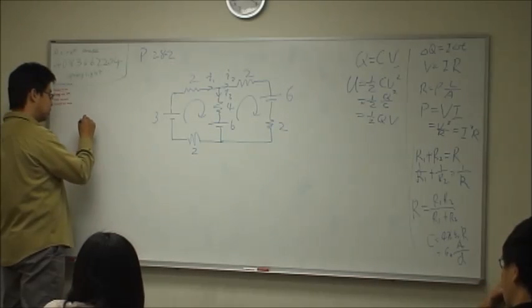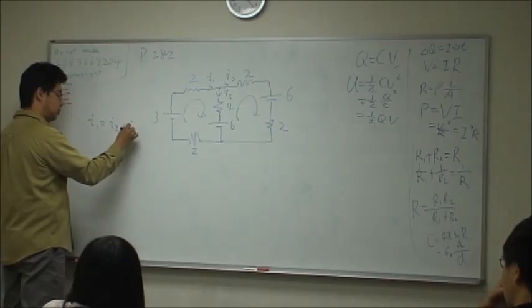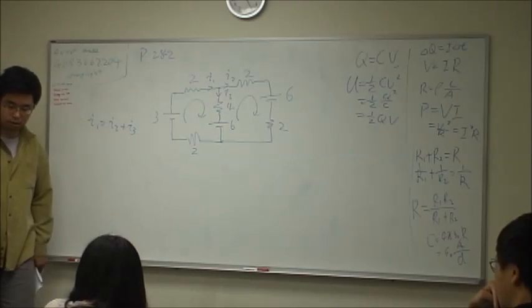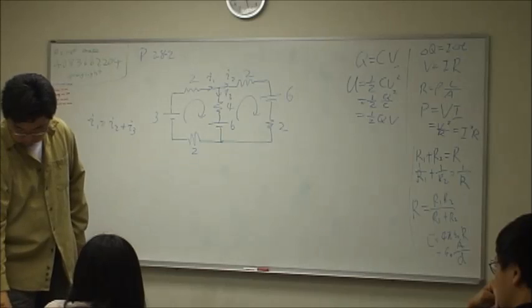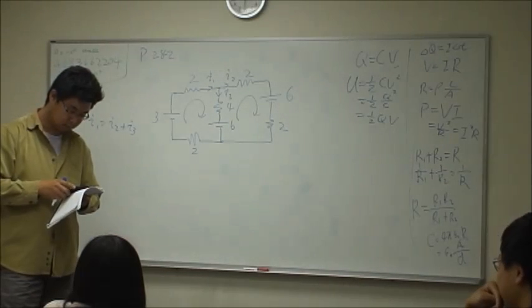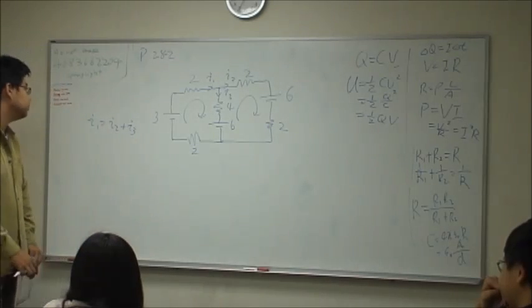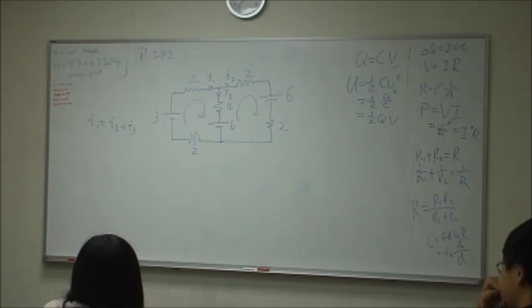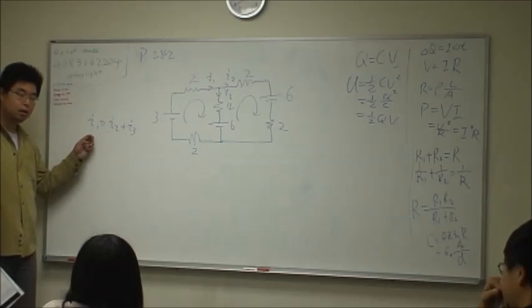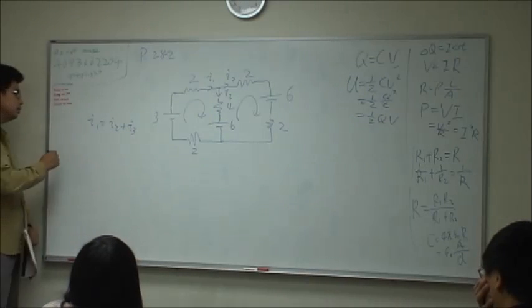Of course, the first one is that I1 is equal to I2 plus I3. The current flowing in will be equal to the current flowing out. Okay, that's the first one.